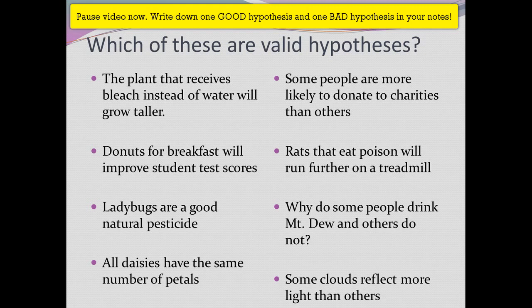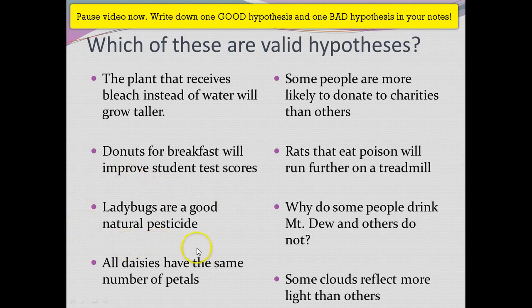Okay, now that we're back, I would say that this one right here, the plant that receives bleach instead of water, that's a great hypothesis. It's a terrible idea. Please don't give bleach to plants, but it's a good hypothesis because it's testable and it can be wrong. Donuts for breakfast will improve your test scores. That is another great hypothesis and also a great idea because I like donuts and I'm hoping that someone will bring me one. But in this case right here, it's testable. Give someone donuts and you find out whether or not it actually improves test scores.